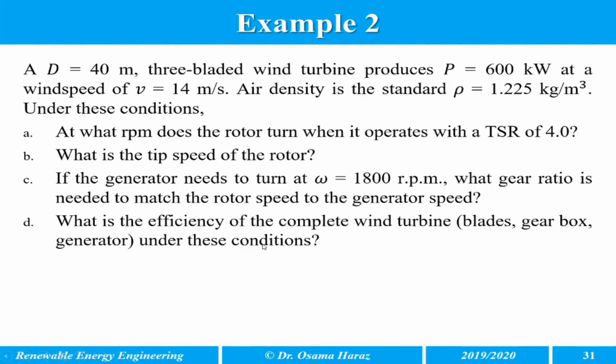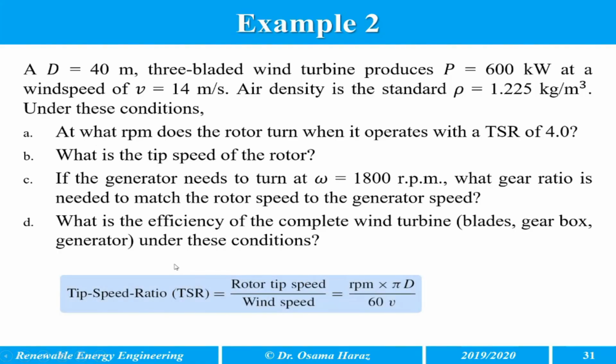First of all, we are going to use the formula for TSR, the tip speed ratio. It's the rotor tip speed over wind speed. How to calculate the rotor tip speed? RPM times pi D over 60. And the wind speed is V, which is given. We need to calculate RPM; pi is a constant, D is given, and TSR is given, so the only unknown is RPM. Then the tip speed of the rotor is RPM multiplied by pi D over 60. So let's see this.